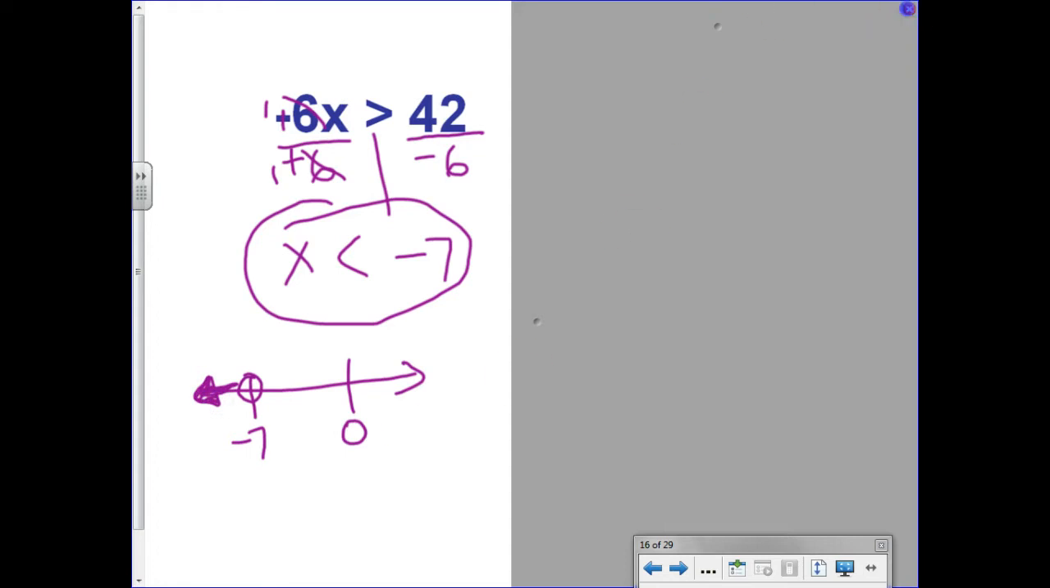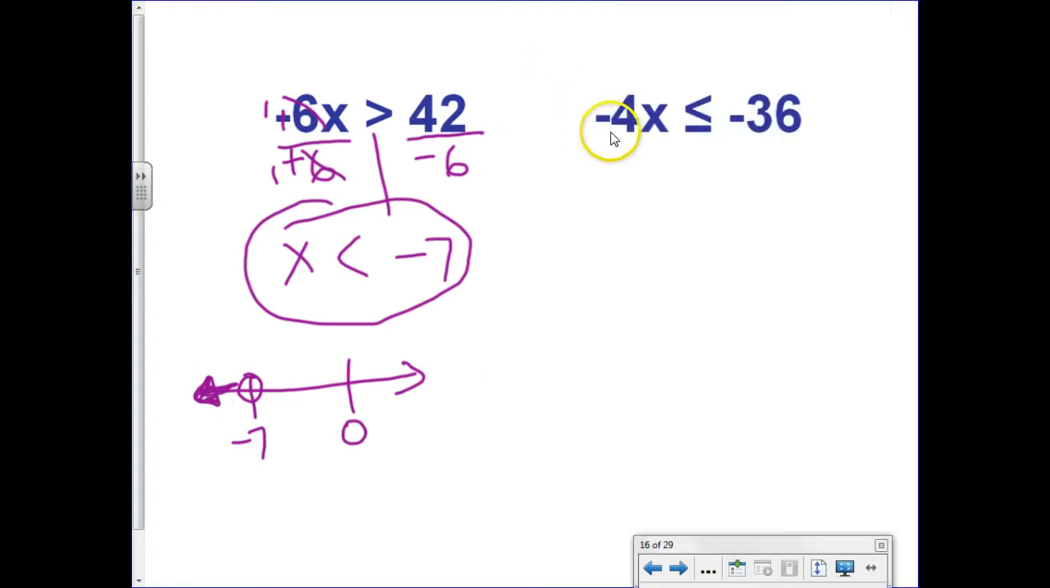Let's look at this one. Negative 4x is less than or equal to negative 36. First things first, I'm going to get my variable isolated, and to do that I'm going to divide both sides by negative 4. That becomes a positive 1, so positive 1x. This becomes a positive 9.